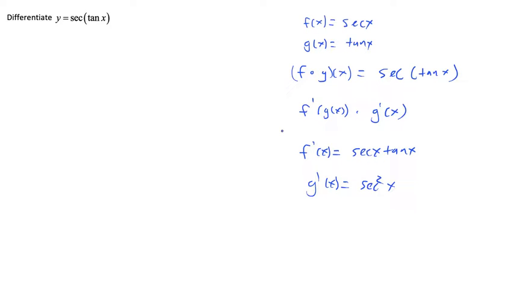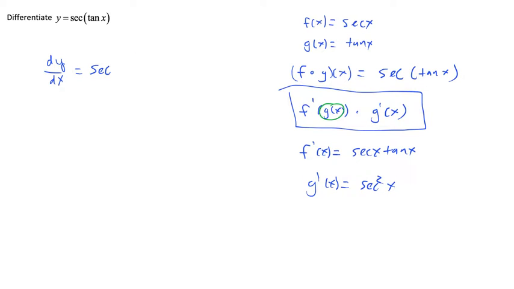A lot to keep track of here, right? So what's the first step then? Well, this is the chain rule. So we got to find f prime, which we know, right? So the derivative of secant is secant x tangent of x. But remember, we don't just write secant x tangent of x, right? We write secant evaluated at g of x. So the secant of tangent of x times the tangent of x.